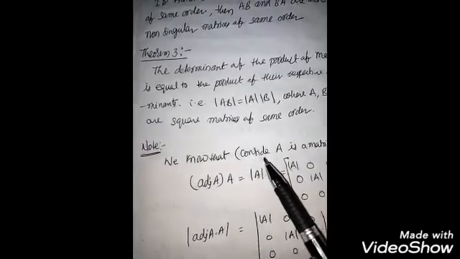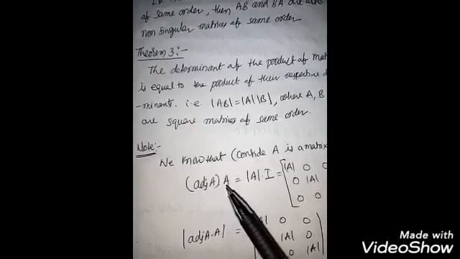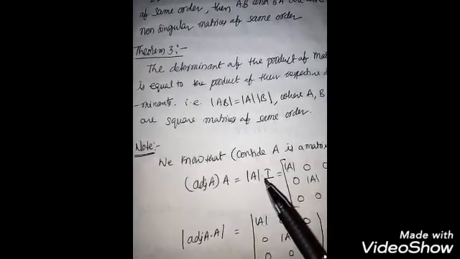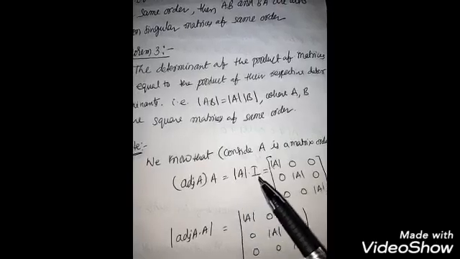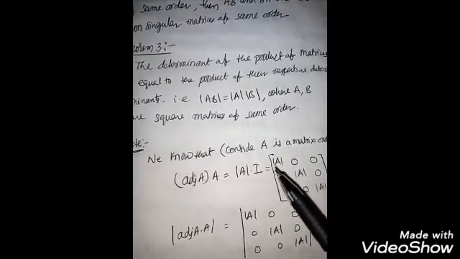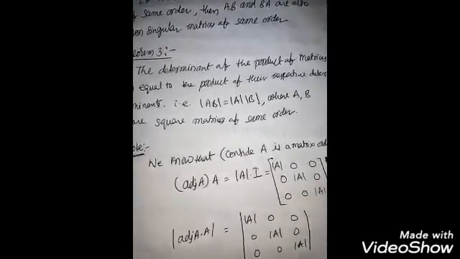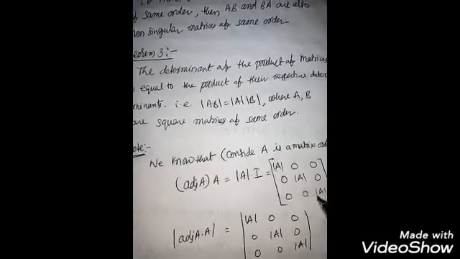Now observe, there is one note here. We already know from the first theorem that A into adjoint A is equal to det A into I. Now I am considering A to be a matrix of order 3. Then A into adjoint A or adjoint A into A is equal to det A into I. Here I is the 3 by 3 matrix 1 0 0, 0 1 0, 0 0 1. Multiplying with det A, you get det A 0 0, 0 det A 0, 0 0 det A.